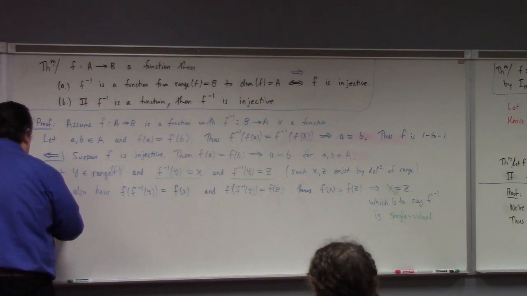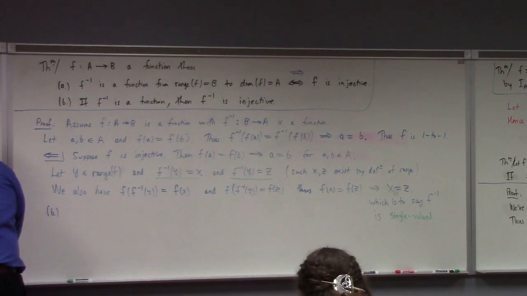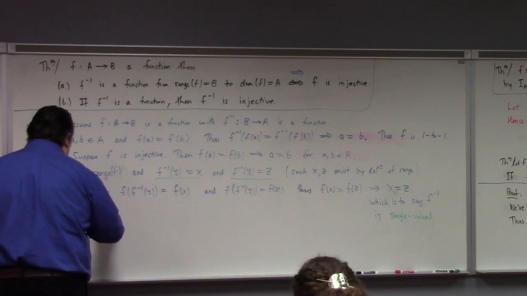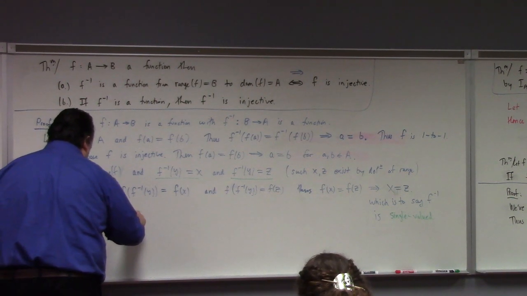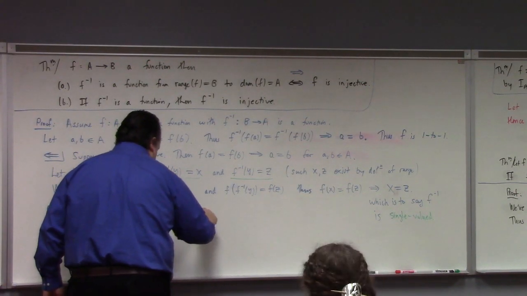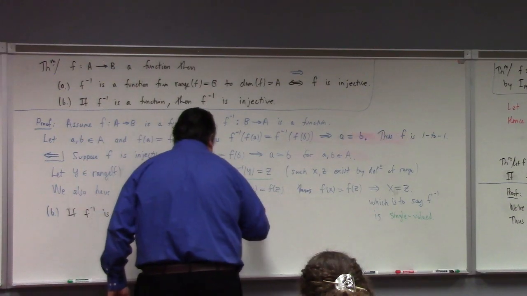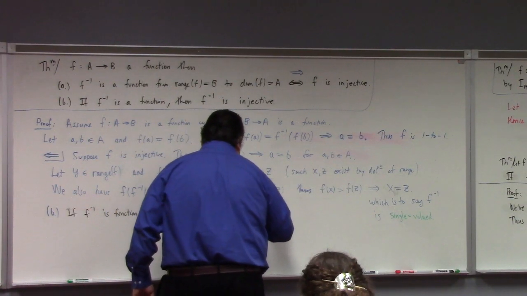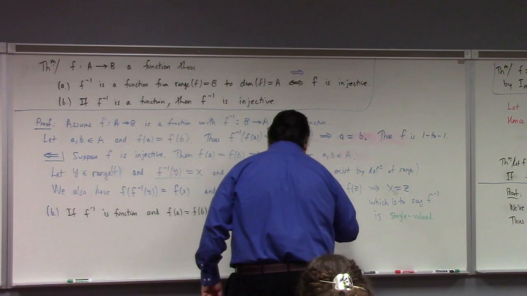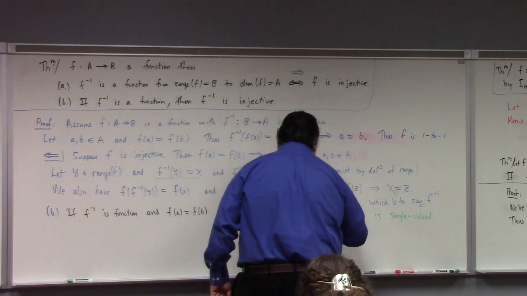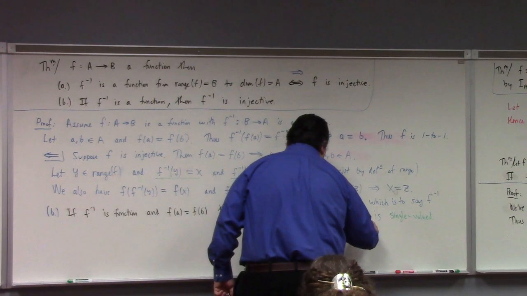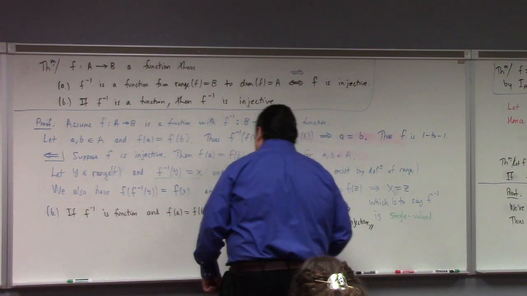The proof for part B is really very silly. If we have f inverse as a function, and we have f of A is equal to f of B, then f inverse of f of A is equal to f inverse of f of B, which tells me that A is equal to B, which tells me that f is injective, all right? So that's the proof of part B.